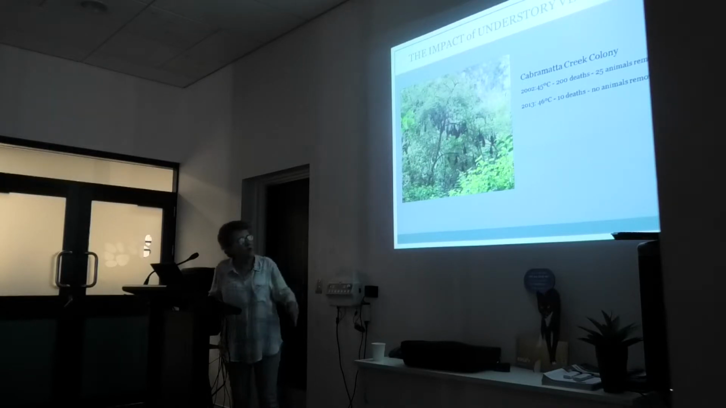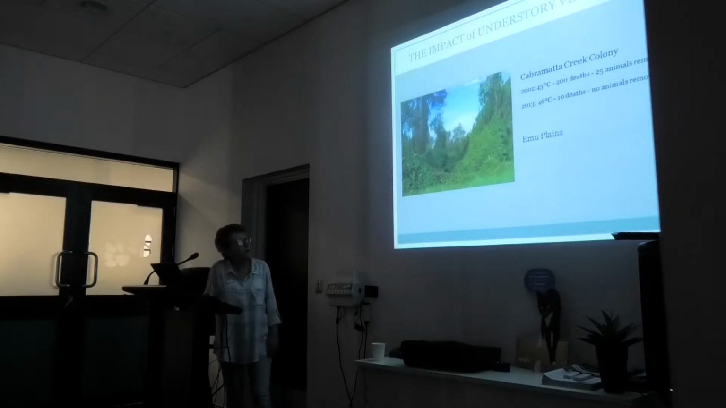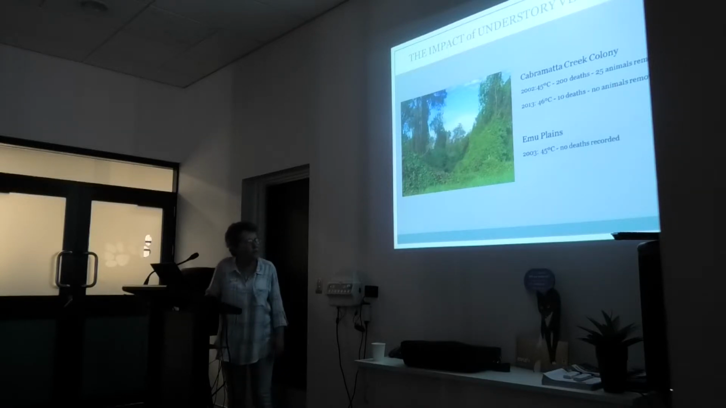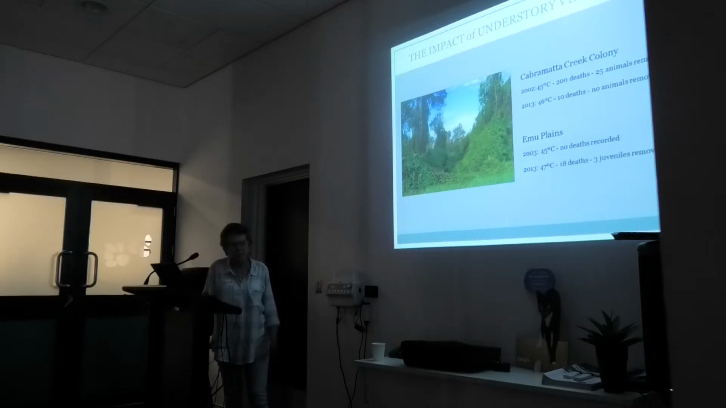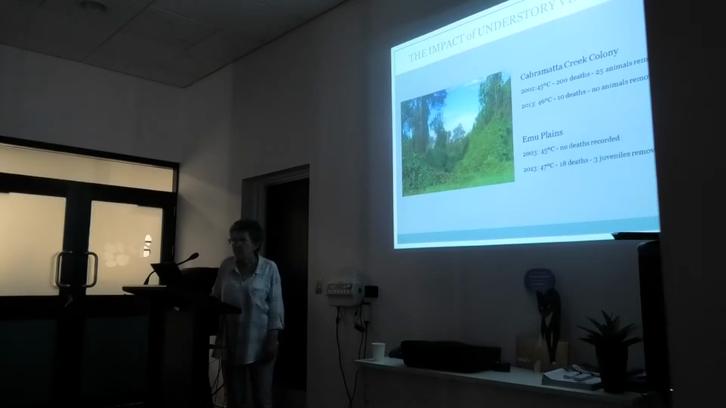You can see that's a huge difference. 10 deaths, no animals removed. The temperature was 46 degrees, but they had really thick understory. And of course, Emu Plains, which is a bush regen's nightmare. 45 degrees, 2000, no deaths recorded. 2013, that was the one I said, 47 degrees. There were 18 deaths and 3 juveniles were removed.